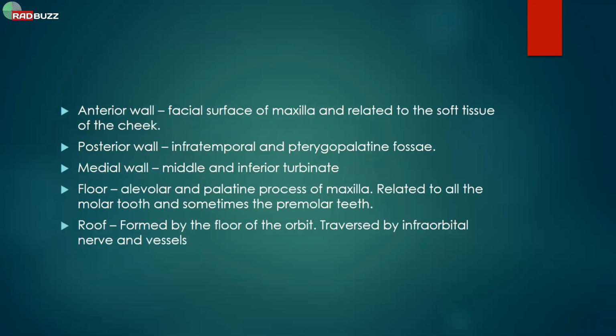But important thing is to know the relation of it. Anteriorly is the facial surface of maxillary bone and the soft tissue of the cheek. So whenever there's some anterior cellulitis thing or infection going on, anterior wall is the most one to be affected, and cheek will be the area you need to look for clinically. Posteriorly, very very important, infratemporal and pterygopalatine fossa.